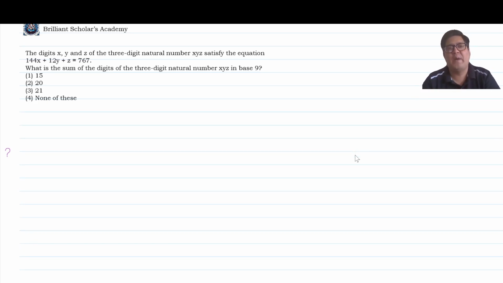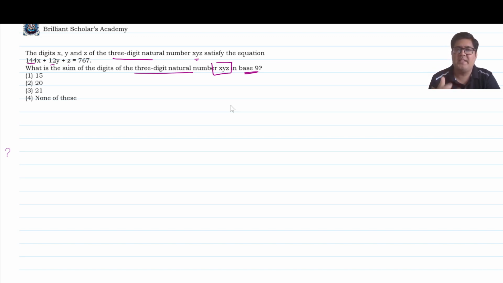The digits x, y, and z of a 3-digit natural number xyz satisfy the equation 144x plus 12y plus z is equal to 767. What is the sum of digits of the 3-digit natural number xyz in base 9? The question sounds to be from number systems, and to be precise, within number systems, base systems, number bases.